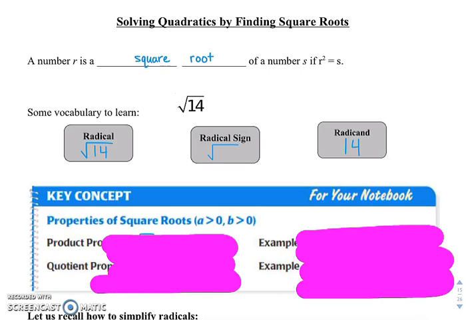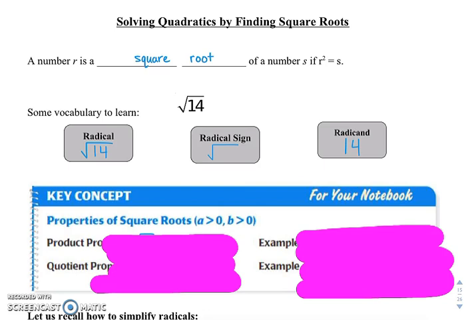A number r is a square root of a number s if r squared equals s. So all that's saying is that if a number r is squared, then that number has to be the square root.